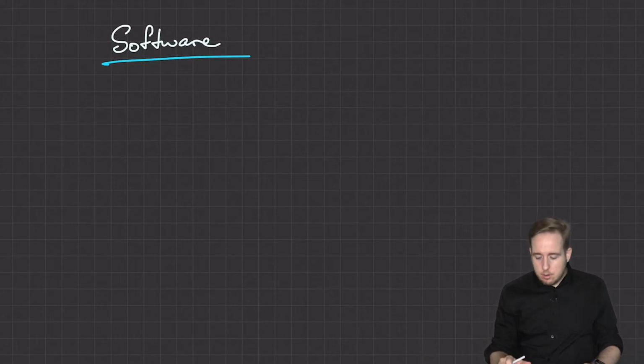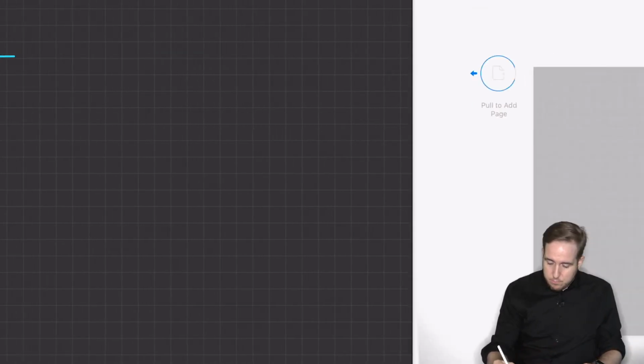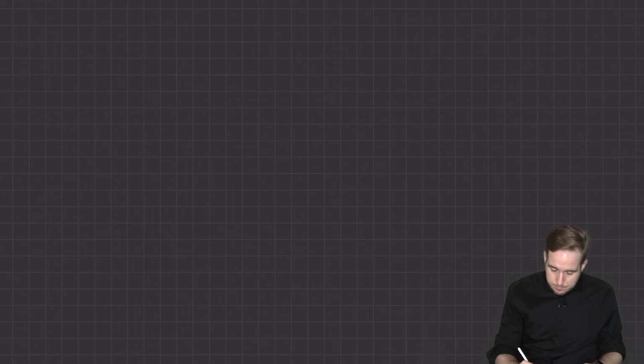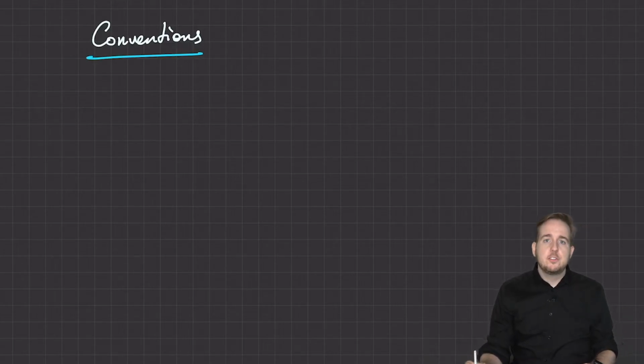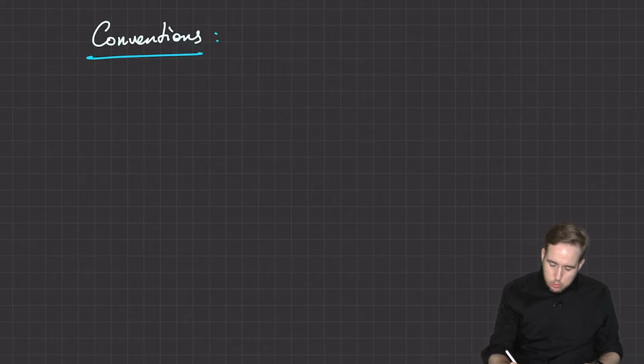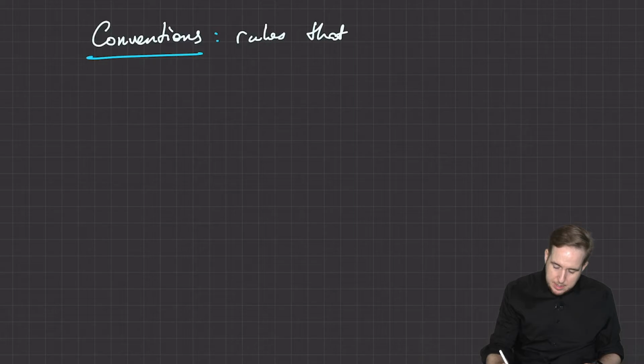All right, so here are just some of the conventions for using variables. Now, conventions are what you might call rules that we made up, but for good reasons.